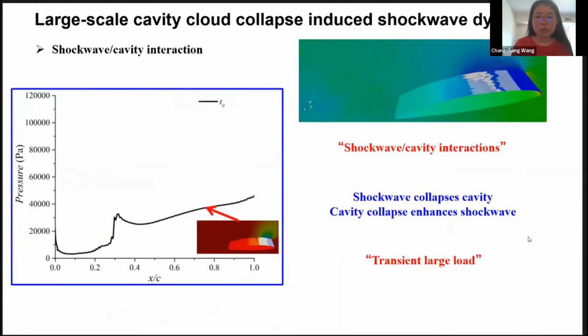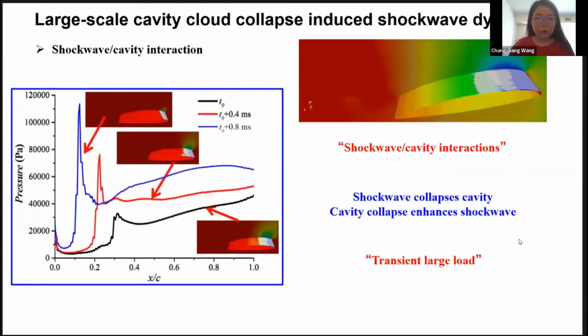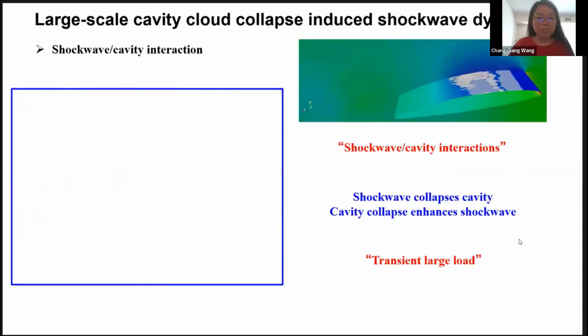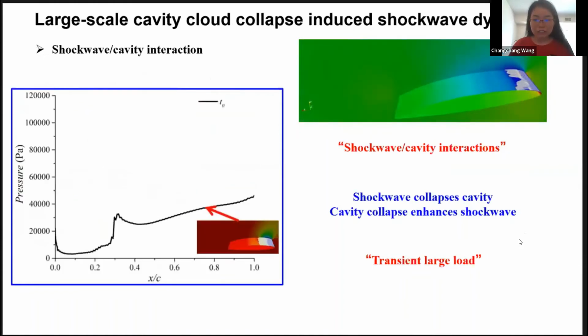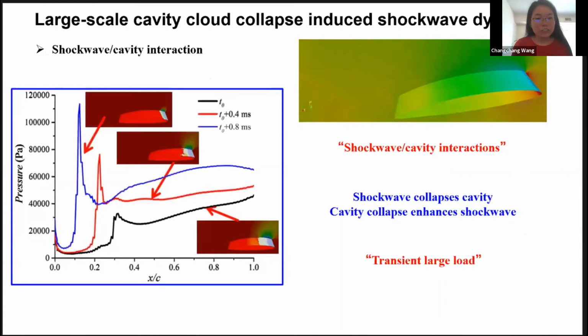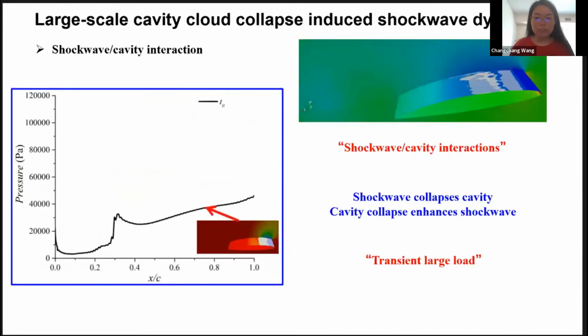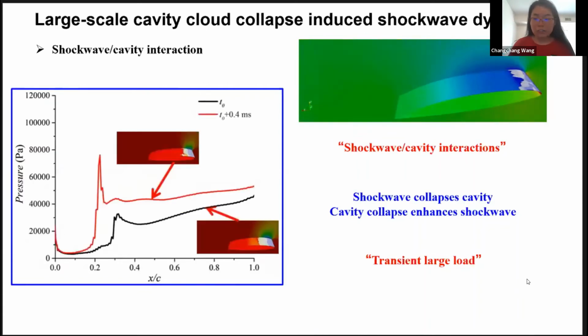And the shockwave-cavity interaction is studied. After the shockwave is generated, it will propagate in the flow field, both upstream and downstream. The upstream propagating shockwave will interact with the cavity structures on the foil surface. For the cavity structure and pressure distribution along the foil surface, we can see there is a shockwave-cavity interaction. The shockwave collapses the local cavity, and the cavity collapse enhances the shockwave strength, coming with a large transient load.